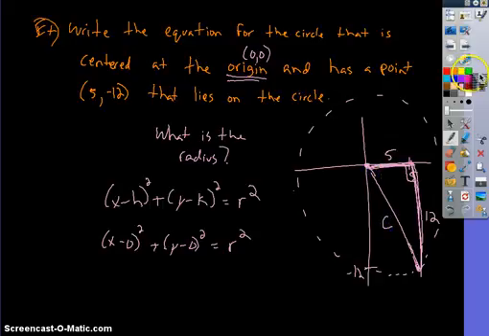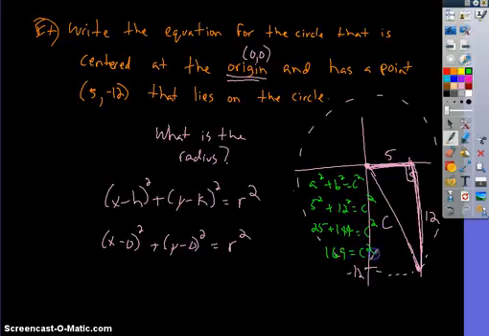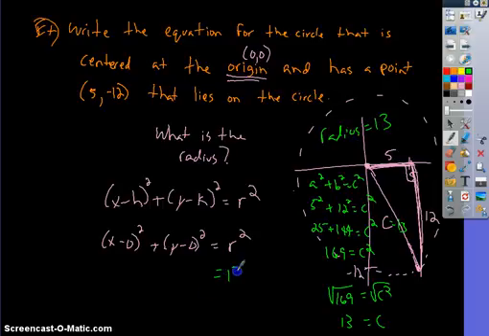So I could easily say a squared plus b squared equals c squared. a is 5, b is 12, c is unknown. So we get 25 plus 144 equals c squared. So 169 equals c squared. And then when you square root 169 and square root c squared, you get c equals 13. So this length here is 13. So my radius must be 13.